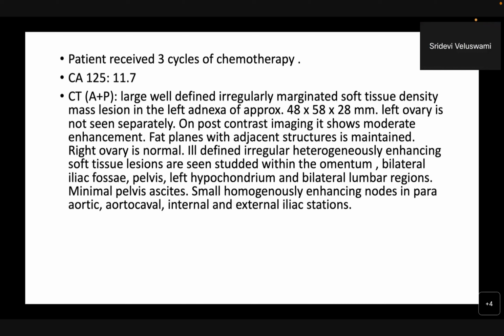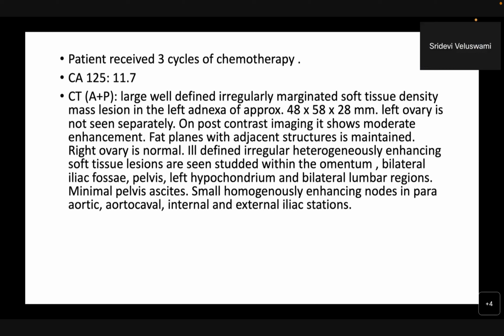Yes, ma'am. And nodal dissection, because the intent over here is cytoreduction, we would only do nodal dissection for suspected nodes or enlarged nodes. Okay, she seems to have some enhancing nodes in the retroperitoneum and in the pelvis. So you'll probably address that as well. Yes, ma'am. So now just tell us the steps of the procedure.